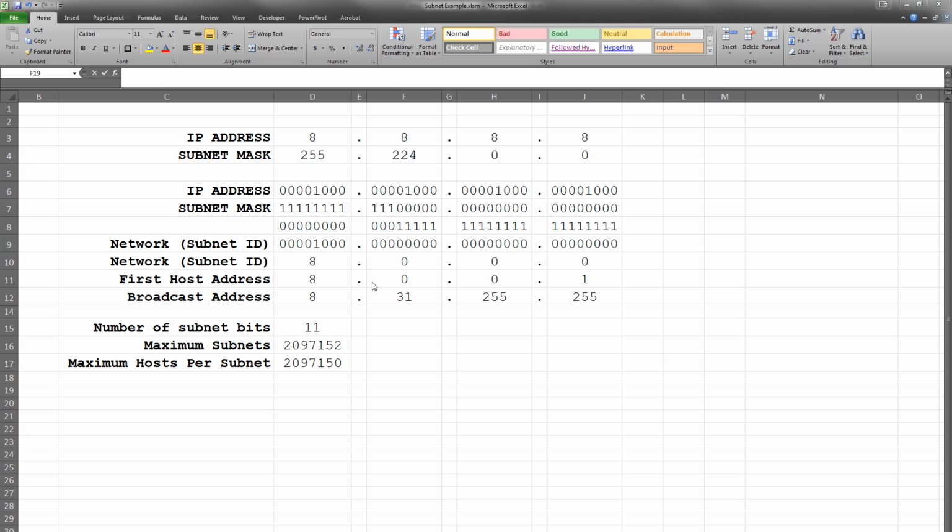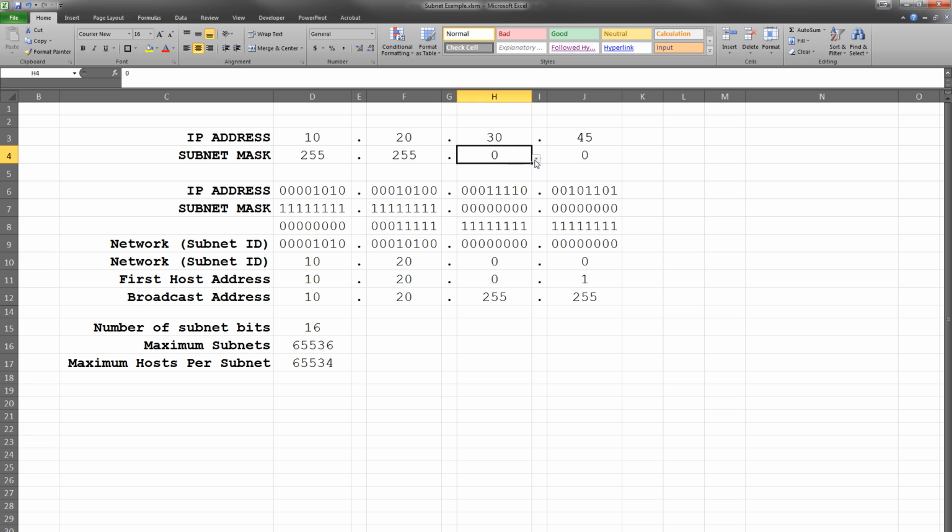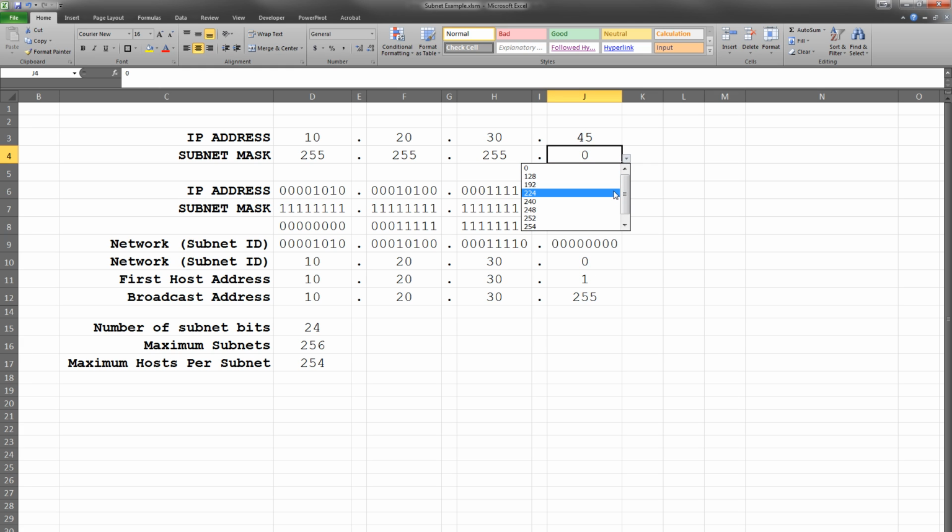So let's do one more example. Rather than having a fairly large subnet mask, let's have one that restricts our subnet to a smaller number. Let's go to some private IP address space, 10.20.30.45. Rather than having one with a lot of hosts, for example, our last example had 2 million plus hosts, let's switch this so that we have a network smaller than a Class C. Let's divide this up using 255.255.255.248.